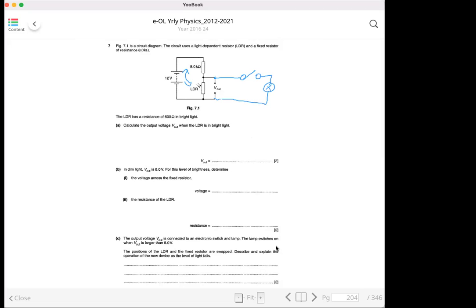Okay, what happens when there's more light? The resistance will drop. Clear?